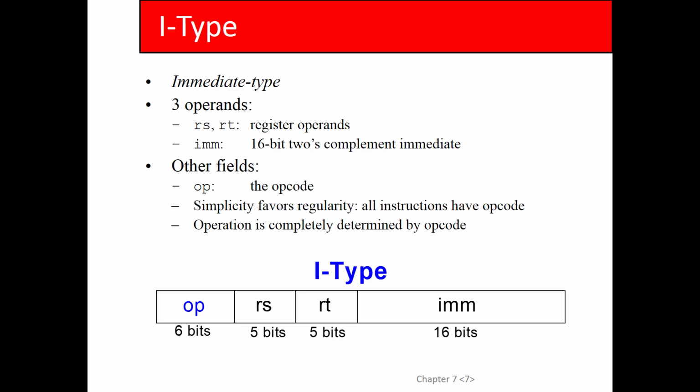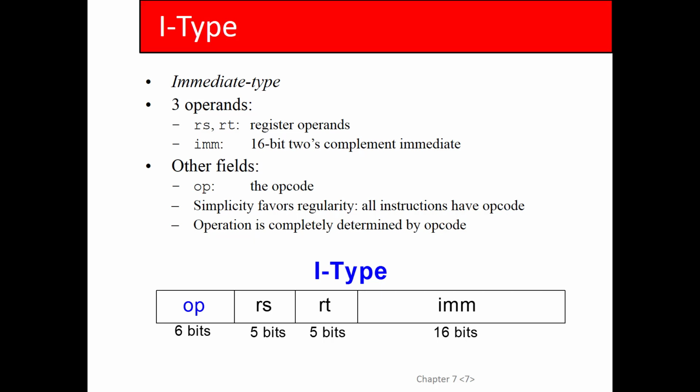I-type is 2 registers and 1 big immediate. That immediate can be used for an address if you're doing a load or store, or it's used as an offset for a branch instruction. It tells you how many instructions to skip if you're going to branch.